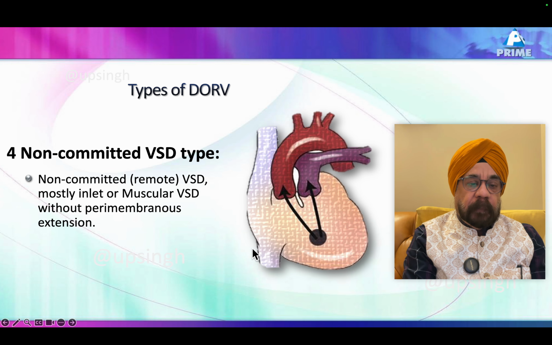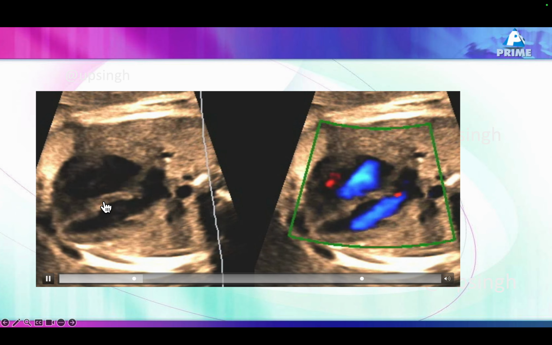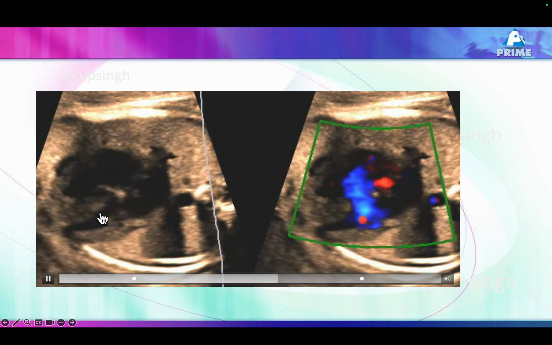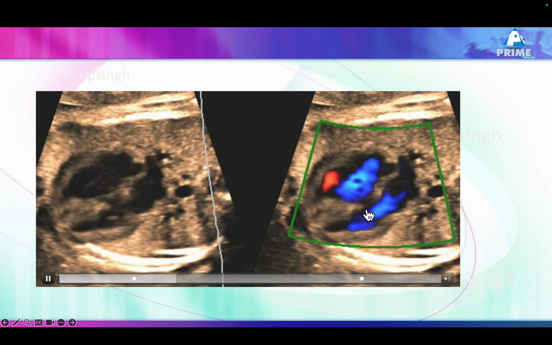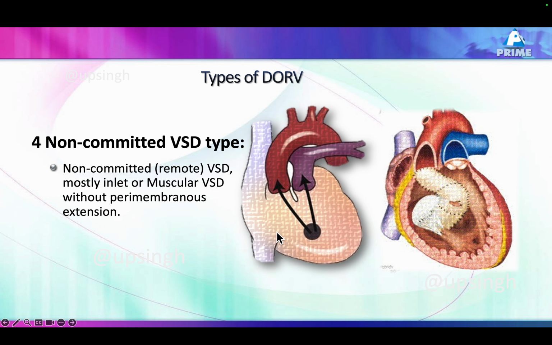So if it's a non-committed VSD, that's a problem, because this is the VSD which I showed you in the inlet, and you don't see any sign of any pulmonary or aortic valve here. But when you see the pulmonary valve and the aorta, you don't see the VSD. That means the VSD is not committed to either of the arteries. Now, if the VSD is close to the arteries, either pulmonary or aorta, we can always connect that vessel with the VSD, like converting into TGA or converting it to normal.